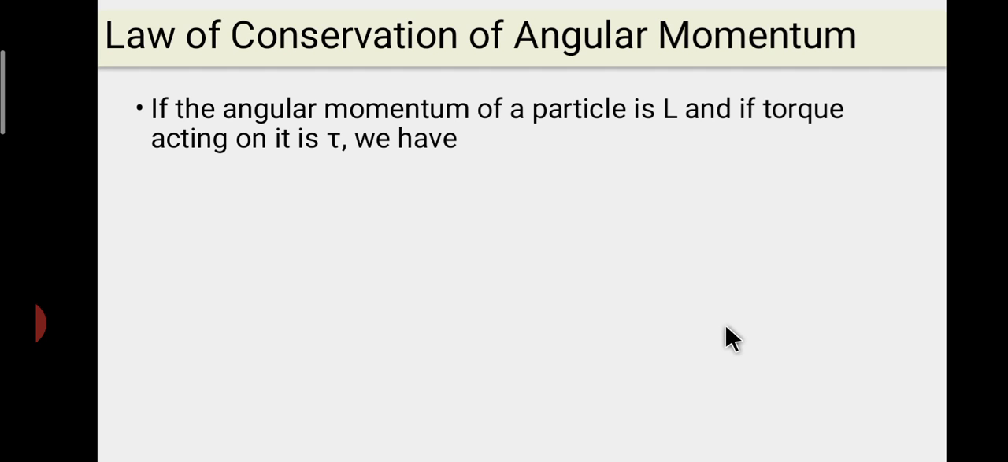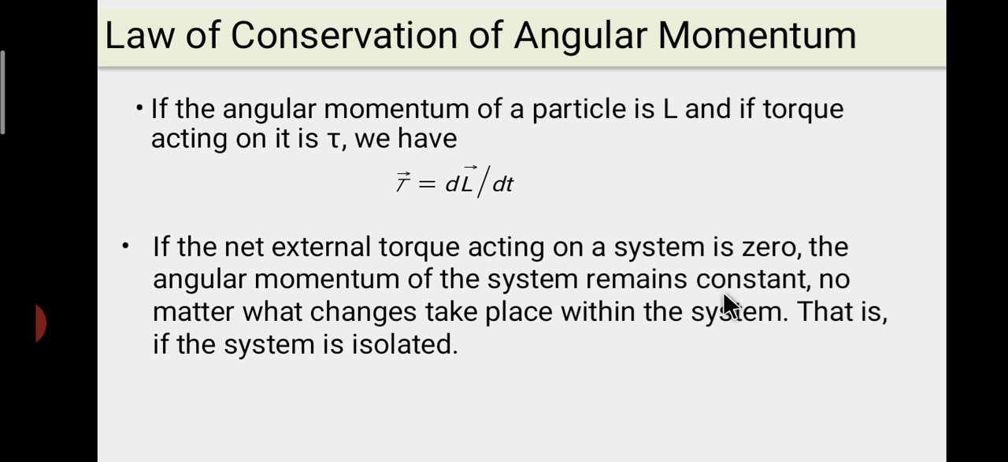Now we talk about the law of conservation of angular momentum. It is similar to the law of conservation of linear momentum. Newton's second law says that force F = dp/dt, and the analog is τ = dL/dt. If the net external force acting on the system is 0, then linear momentum is constant. In the same way, if the net external torque acting on the system is 0, the angular momentum of the system remains constant, no matter what changes take place within the system.